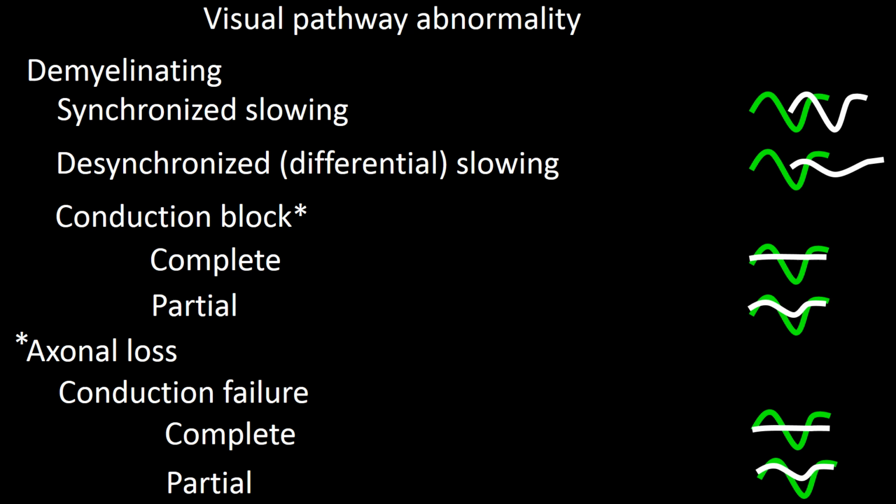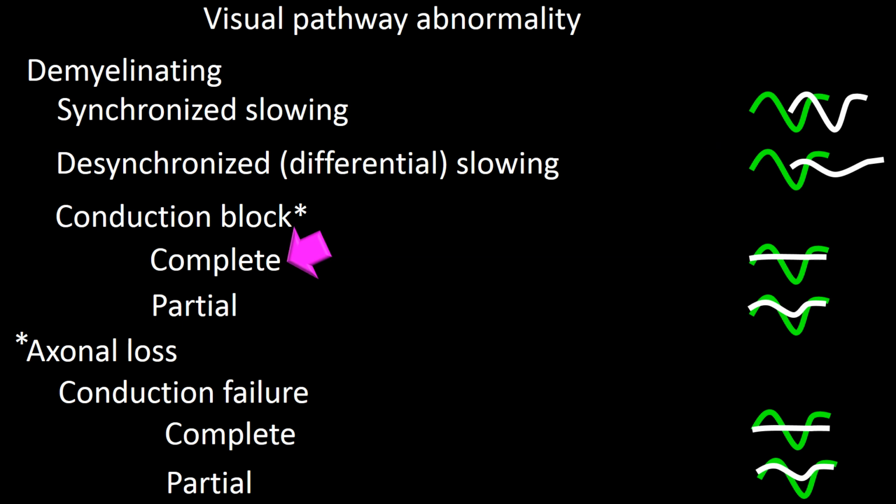Theoretically, visual pathway neurophysiological testing should be capable of distinguishing among the demyelinating lesions. Synchronized slowing, which should produce a delay in the peak of P100 without changing its morphology. The desynchronized or differential slowing, which produces a P100 delay with low amplitude and long duration.